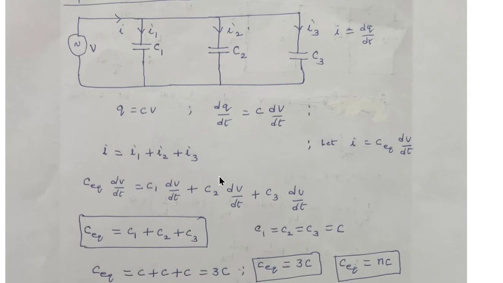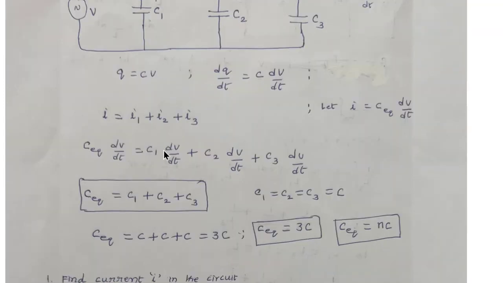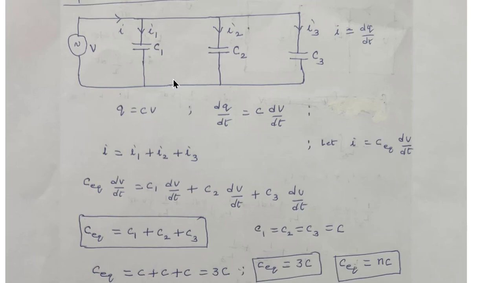So in place of I, we can write C equivalent into dV by dt. In case of I1, we write C1 into dV by dt. For I2, we write plus C2 dV by dt. For I3, we write plus C3 into dV by dt. Because it is a parallel circuit, the variation of voltage is the same across each element. So dV by dt gets cancelled on both the right hand side and the left hand side, and we end up with C equivalent is equal to C1 plus C2 plus C3.